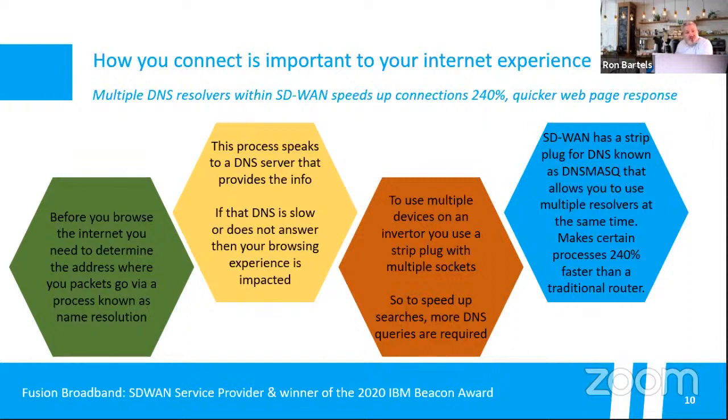So what Fusion Broadband does for name resolution is they basically give you a strip plug. They allow you to use multiple name resolutions at the same time. So typically we use up to 3 name resolutions at the same time. And if any one of them fails, you'll get the answer correctly from any of the other 2. Doing this combination has also got the benefit that it makes the name resolution process up to 240% faster. So not only is it more reliable, it's actually faster as well.